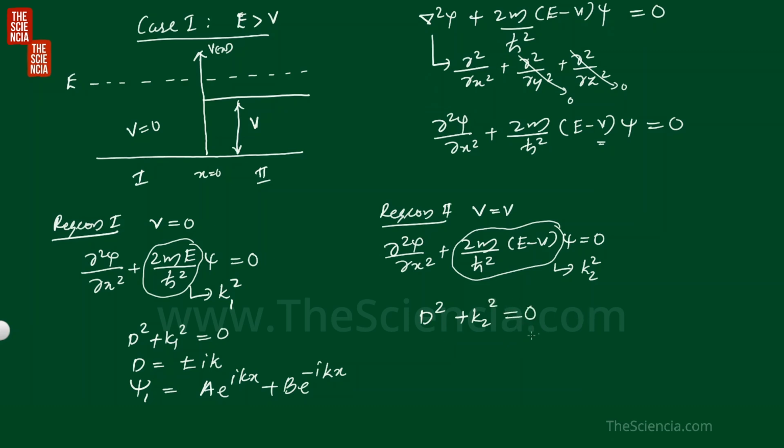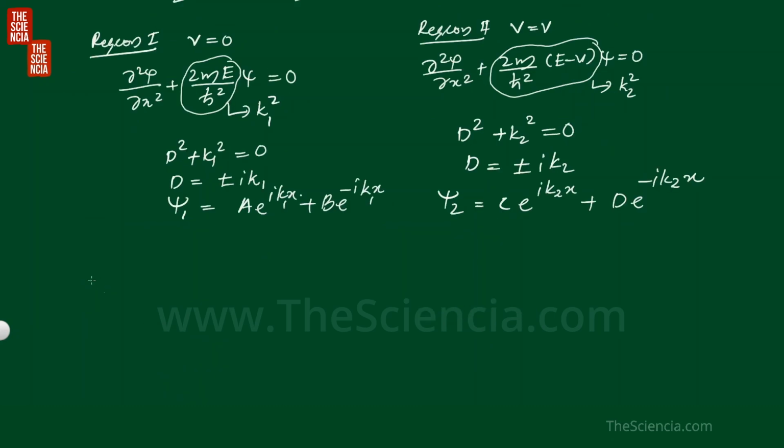Again we get a value for D equal to ±ik2. Here it is k1, okay, k1. We get the wave function in region 2, that is ψ2 = C e^(ik2x) + D e^(-ik2x). Here this is our step potential. The potential is V in region 2, this is x = 0, this is called region 1, and this is region 2.